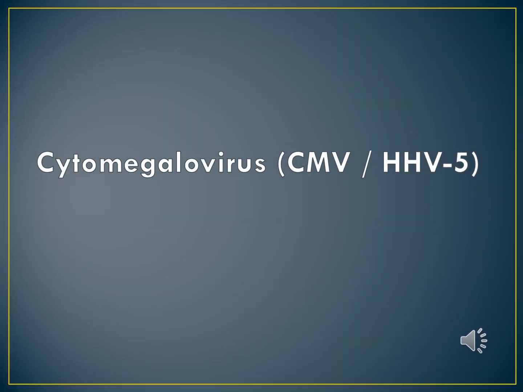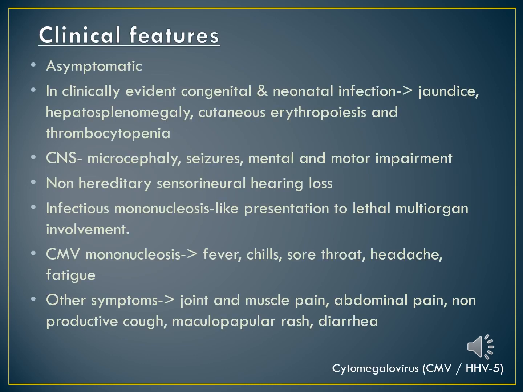Next, cytomegalovirus, also known as human herpesvirus 5. Cytomegalovirus infection is asymptomatic in 90% of the cases. However, in clinically evident congenital and neonatal infection, there will be jaundice, hepatosplenomegaly, cutaneous erythropoiesis, and thrombocytopenia. CNS involvement includes microcephaly, seizures, and mental and motor impairment. And there will be non-hereditary sensorineural hearing loss. Among immunocompetent individuals, it exhibits as an infectious mononucleosis-like presentation to lethal multi-organ involvement.